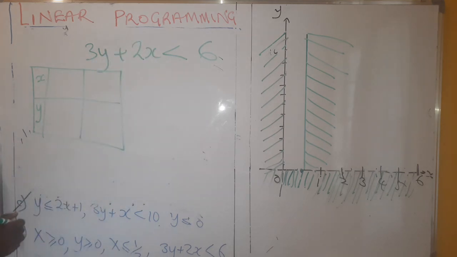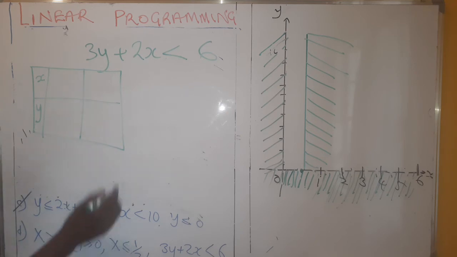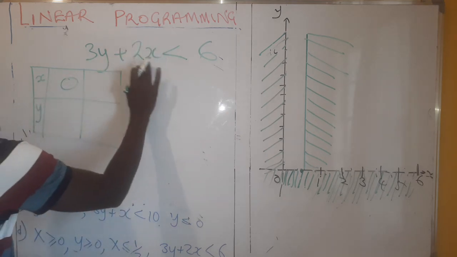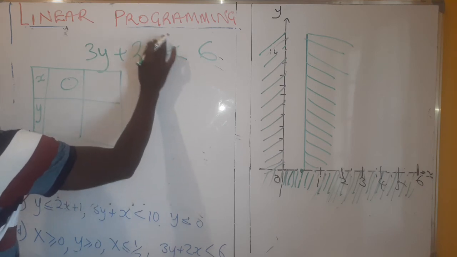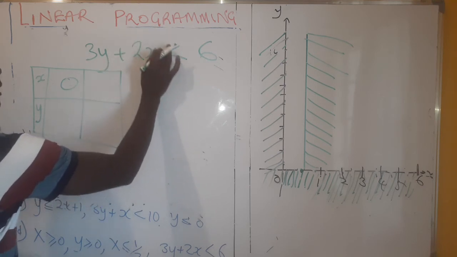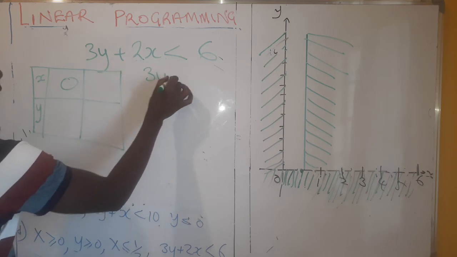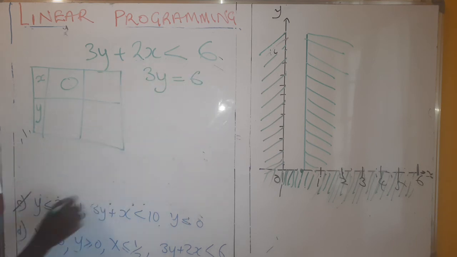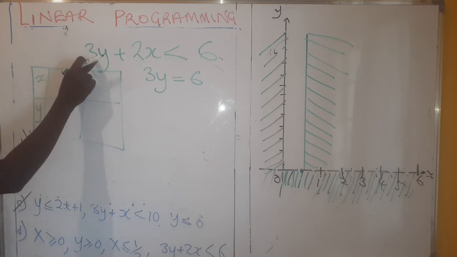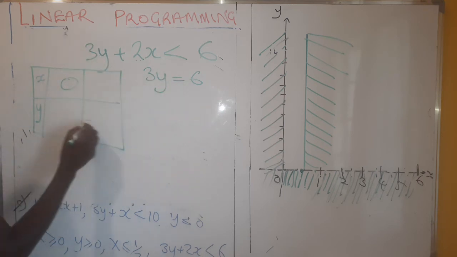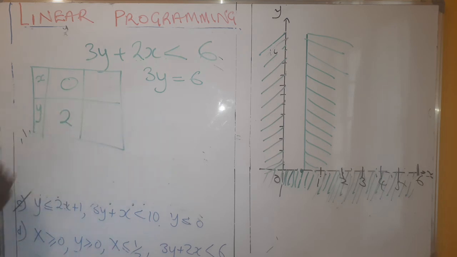Okay? I like using, when x is equals to 0, I start with 0. Meaning this part is going to die out. This whole part is going to die out here. So when x is equals to 0, it means we're going to have 3y is equals to 6. Then when you divide, you have y is equals to 2 here.